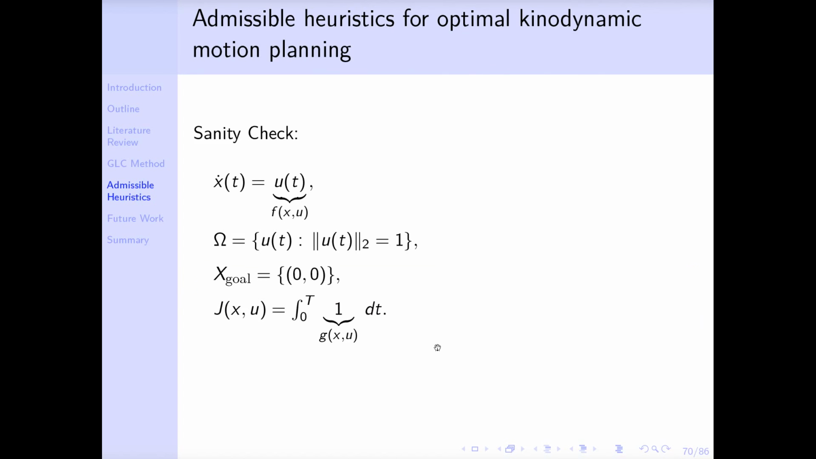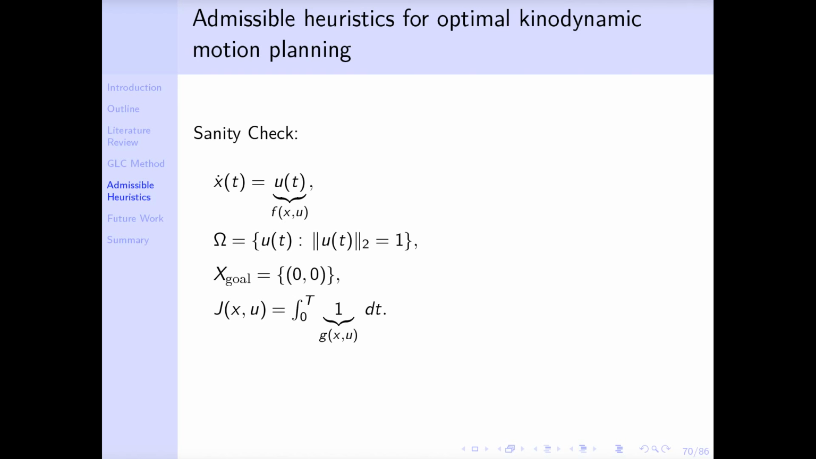So let's do a sanity check and make sure that the Euclidean distance heuristic for the shortest path problem satisfies these conditions. In this framework, the shortest path problem takes the following form. The trajectory x integrates the input signal u directly, and then we restrict the input signal u to the unit sphere, so that the trajectory has unit velocity.